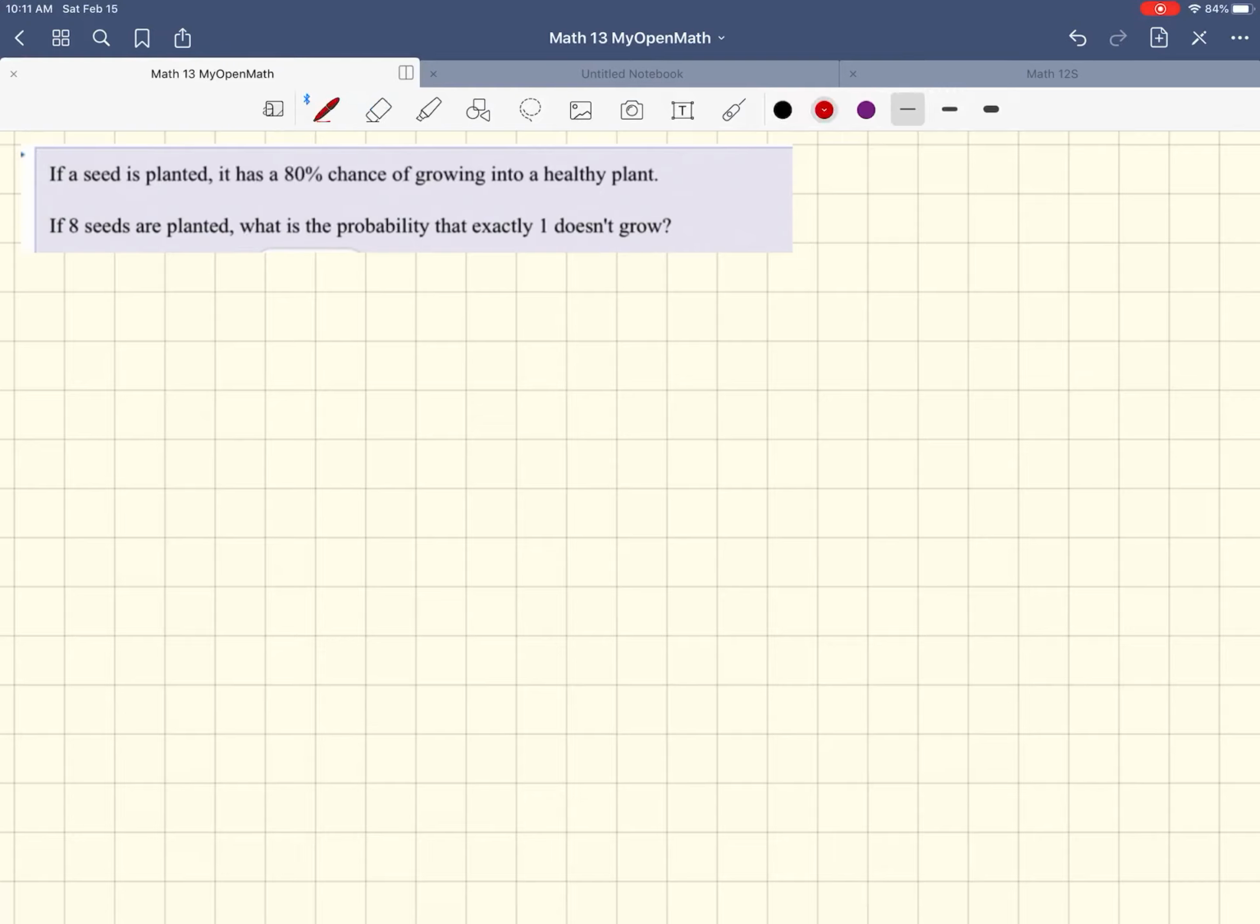So let's say that we need to find then the success of one not growing. Well, if it has an 80% chance of growing into a healthy plant, then it has a 1 minus 80%, or a 20% chance of not growing into a healthy plant.